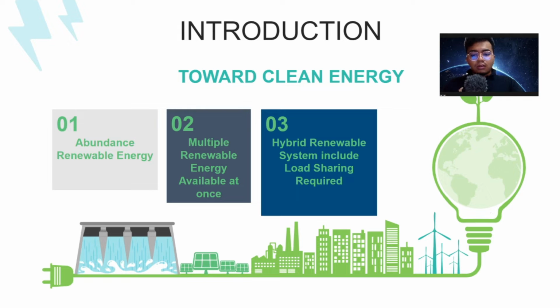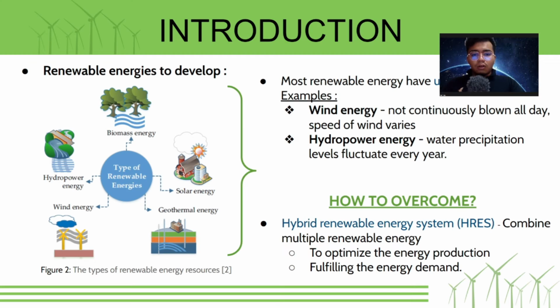the power available. However, renewable energy has an unpredictable nature, such as wind energy. The wind does not blow continuously all day, and the speed of the wind varies. And for hydropower, the water precipitation level fluctuates every year. So to overcome this, a hybrid renewable energy system is recommended, which combines multiple renewable energy sources to optimize the energy production, and it can fulfill the energy demand.